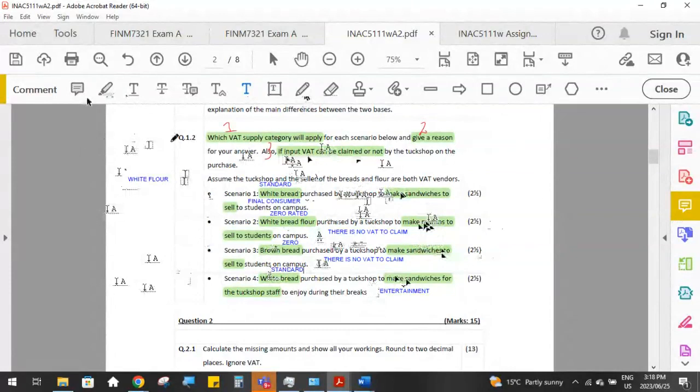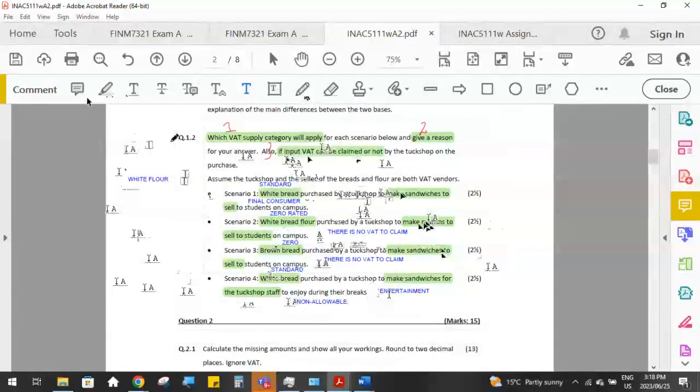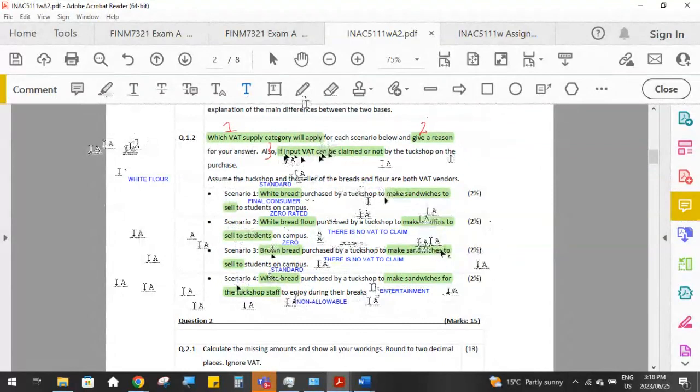But the answer is no, they are not allowed to claim the VAT back because they are consuming those sandwiches themselves. It's classified as entertainment. In other words, remember, it falls under the non-allowable category. Okay. So just have a look at these answers again and look clearly again at what the answers were.